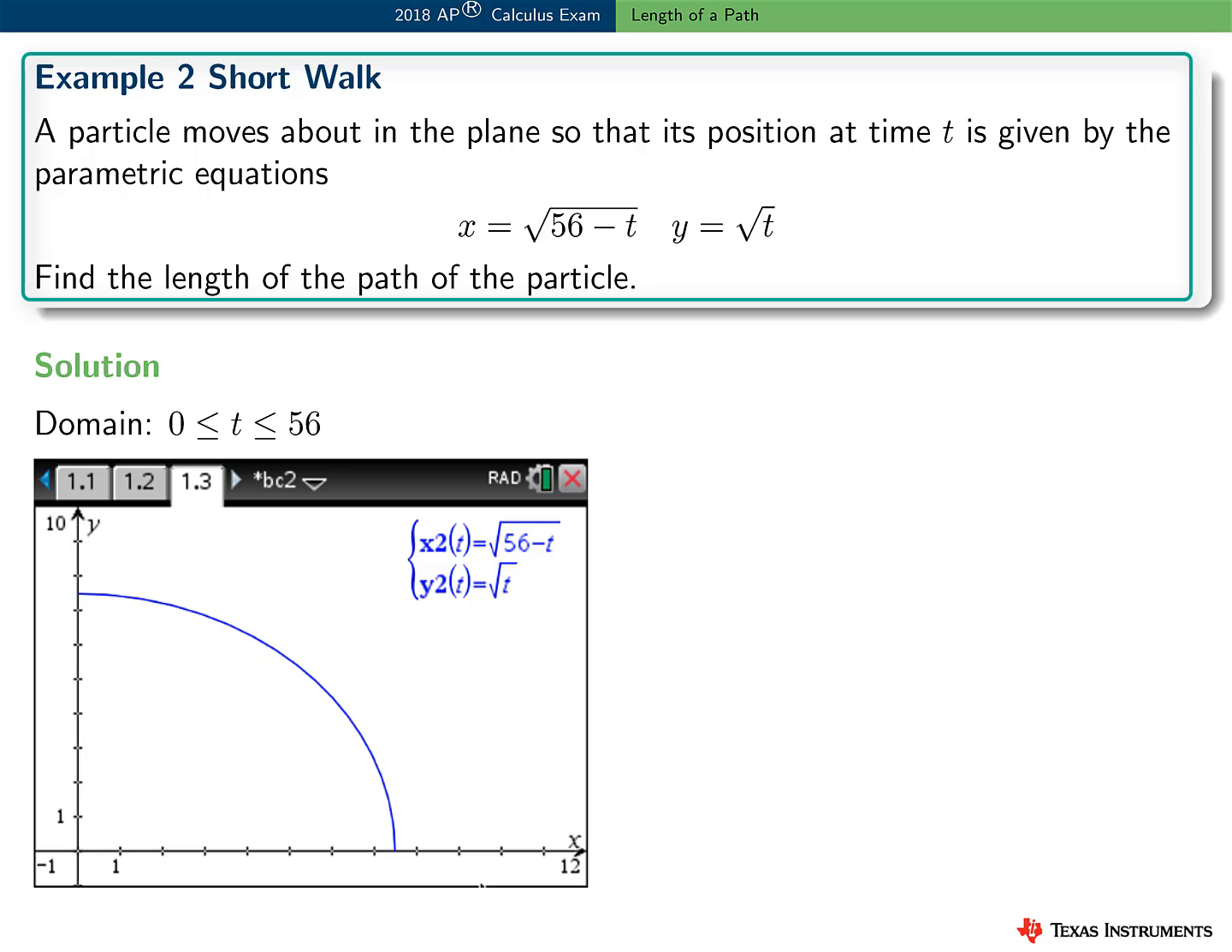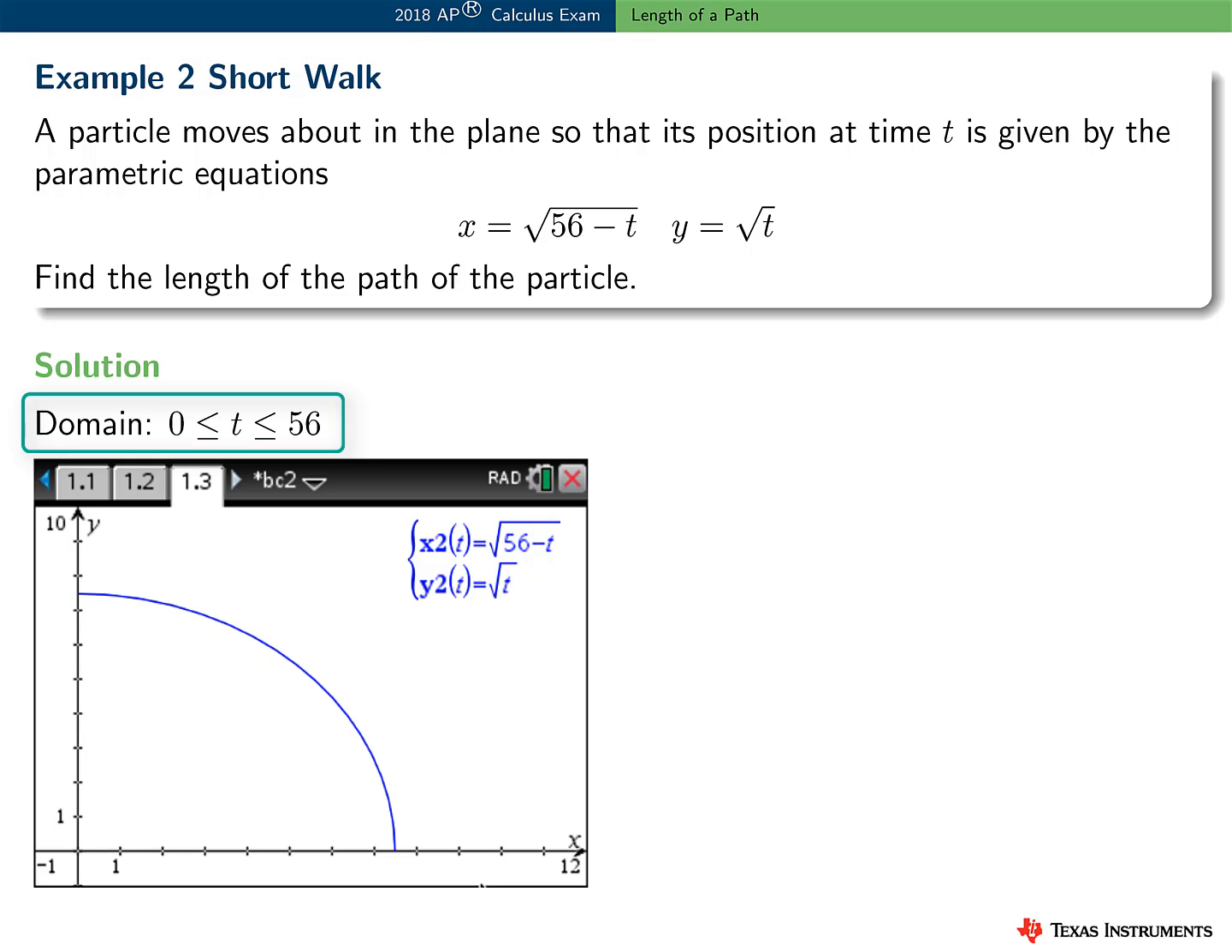Let's suppose that a particle moves about in the plane so that its position is given by these parametric equations. Find the length of the path of the particle. First note that the domain here is t between 0 and 56. And here's a sketch of the curve represented by the parametric equations. It certainly looks like part of a circle.